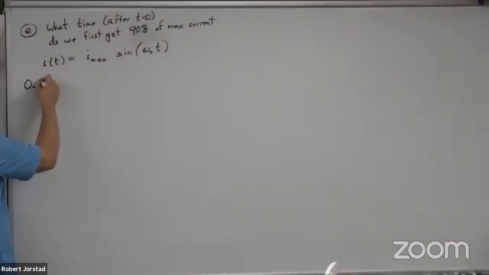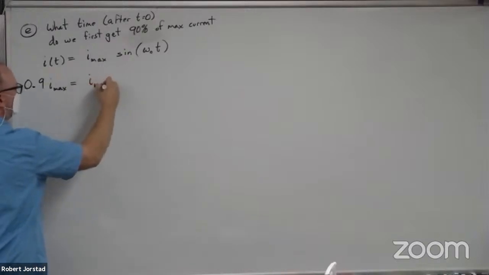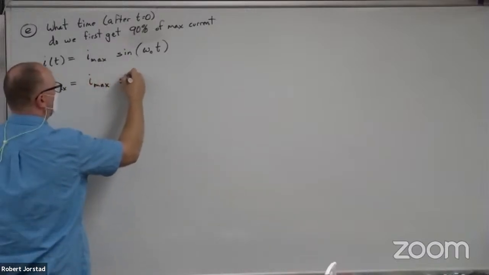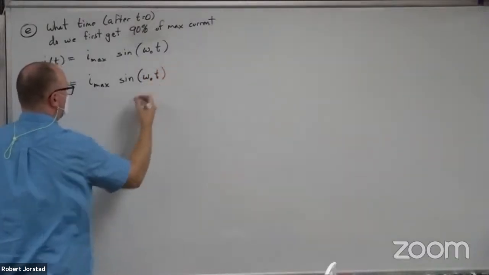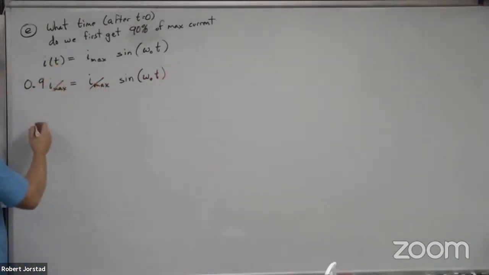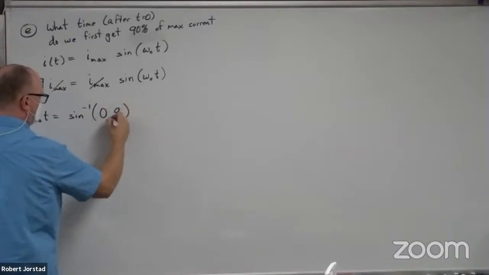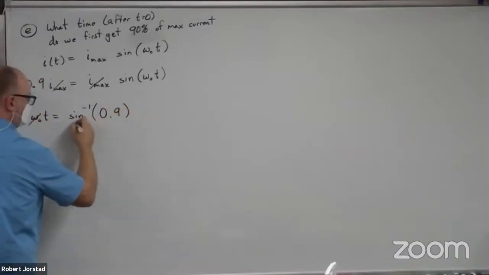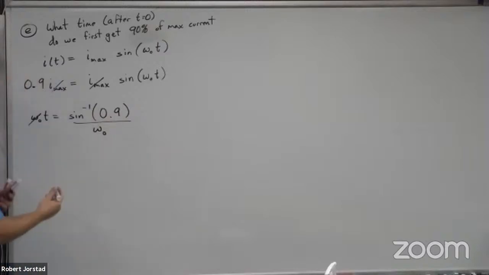Set I of t to 0.9 max. Yes, and that's what you're saying too, Jess? I agree. Then what? Inverse sine both sides. Okay, tell me what you get for your number. Punch it in. Well, don't we know this? I can divide by omega naught, right? Has the right units, check. Go ahead, punch it in. Give it to me. I'll do it too.